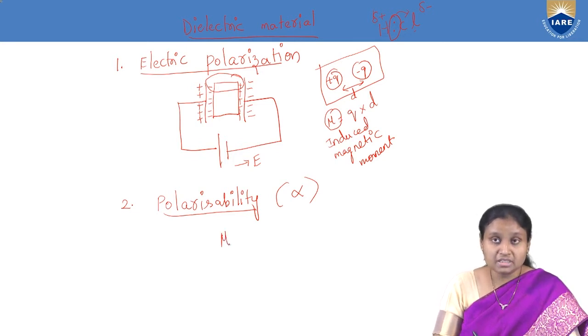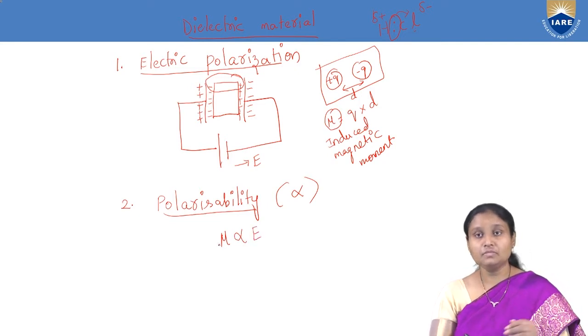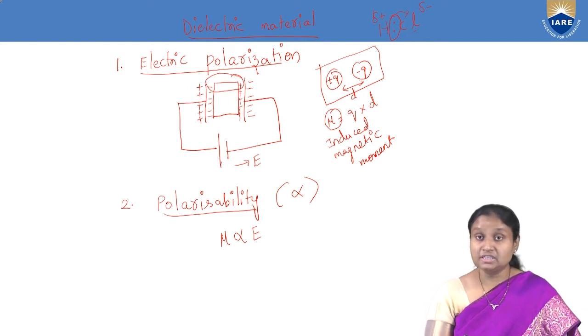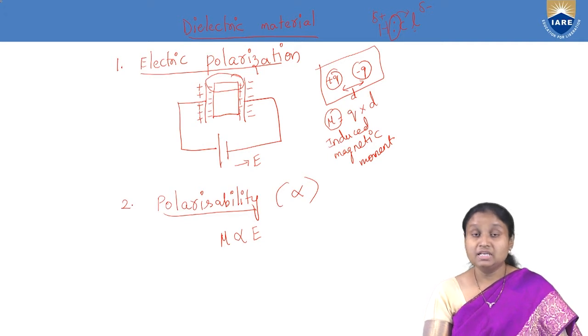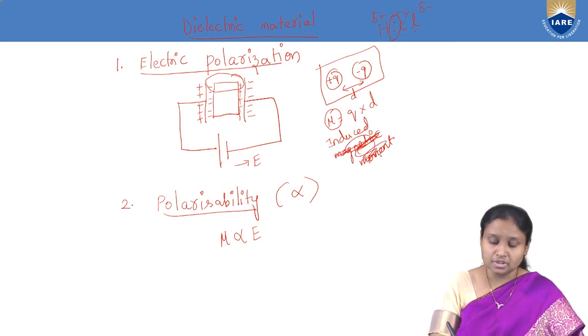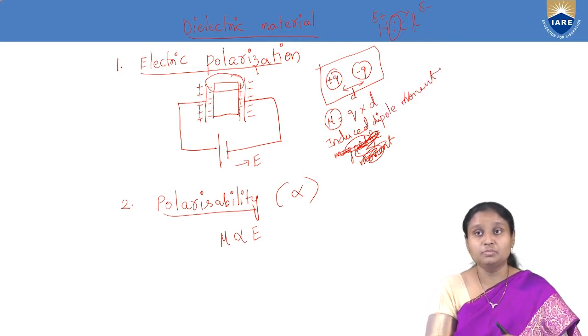And this induced dipole moment is proportional to the strength of the electric field. If your applied electric field is weak, then there are only a few dipoles. Whereas if the strength of the electric field is very strong, then all the molecules of this dielectric material will be in the state of dipole. Sorry, this is the electric dipole moment, not magnetic moment.